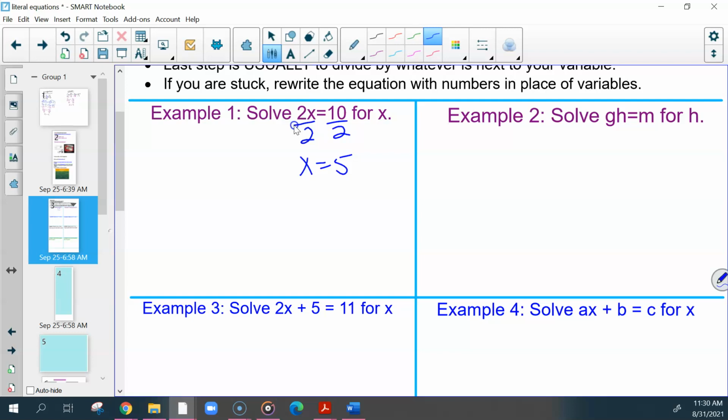Now, if I was trying to do the same thing in this example 2, but now I'm solving for h. I don't know what g or h or m are, but I'm trying to solve that equation for h. How would I do that?